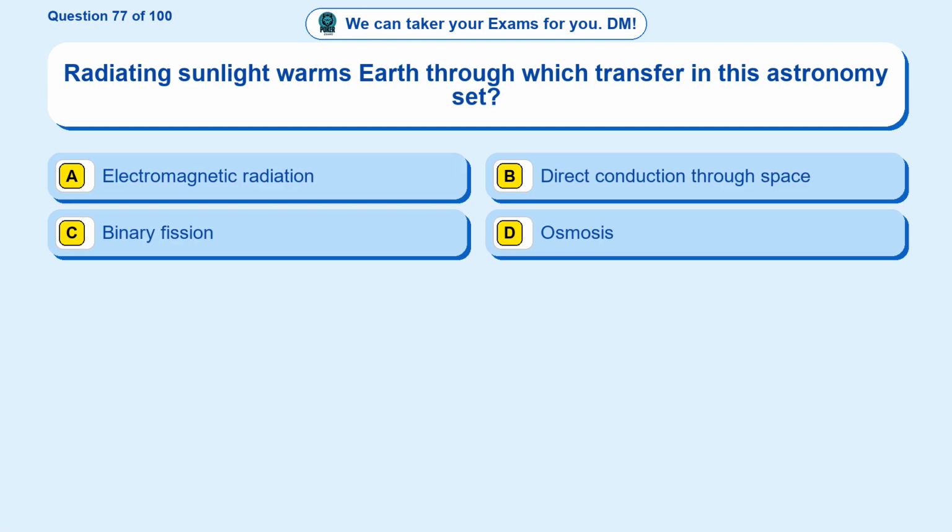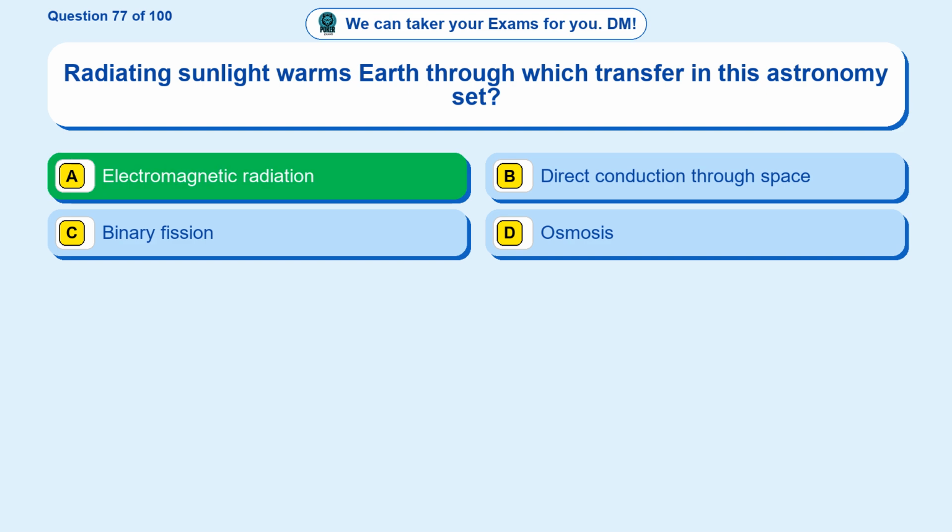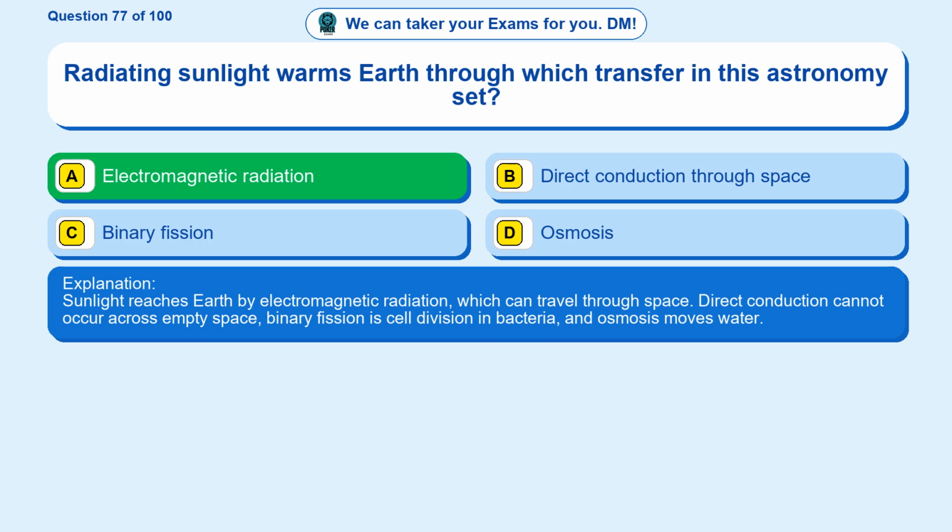Question 77. Radiating sunlight warms Earth through which transfer in this astronomy set? Option A, electromagnetic radiation. Option B, direct conduction through space. Option C, binary fission. Option D, osmosis. The correct answer is option A. Electromagnetic radiation. Sunlight reaches Earth by electromagnetic radiation, which can travel through space. Direct conduction cannot occur across empty space, binary fission is cell division in bacteria, and osmosis moves water.